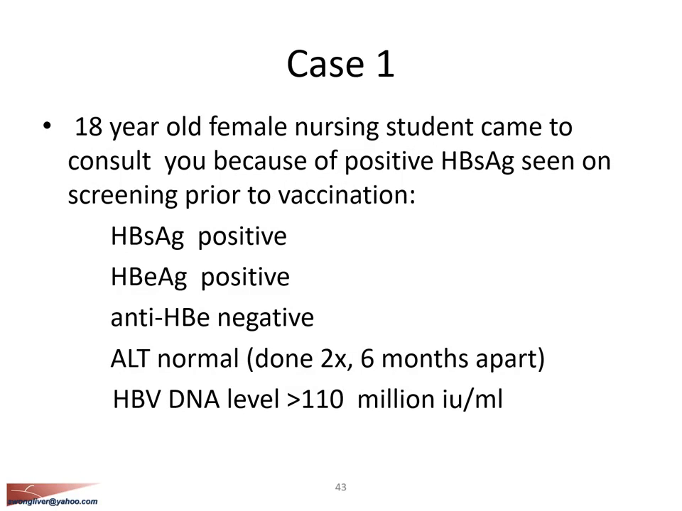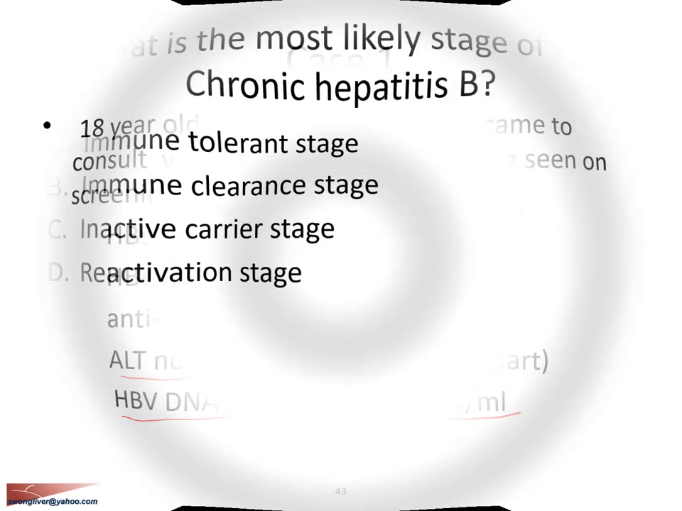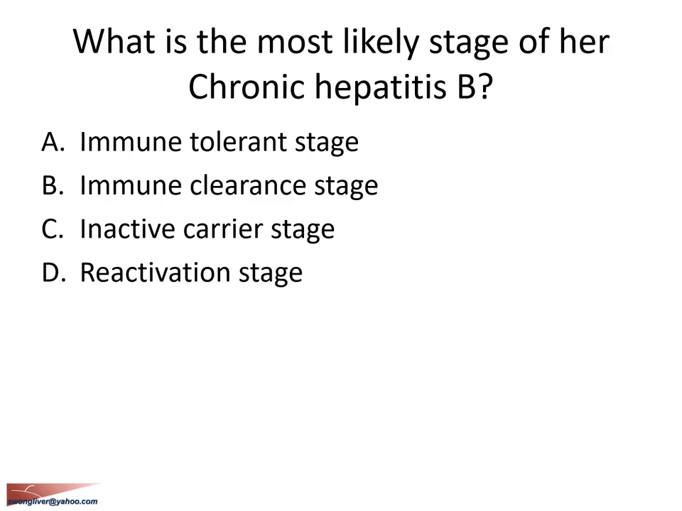So just to review, I'll give you a few cases just to test your knowledge of the serology. So we have case number 1, an 18-year-old female nursing student with a positive HBs antigen. So the patient is S antigen positive, E antigen positive also, anti-HBc negative, ALT was normal, DNA was very high. Okay? Is the patient in the immune tolerant phase, immune clearance phase, inactive, or reactivation?